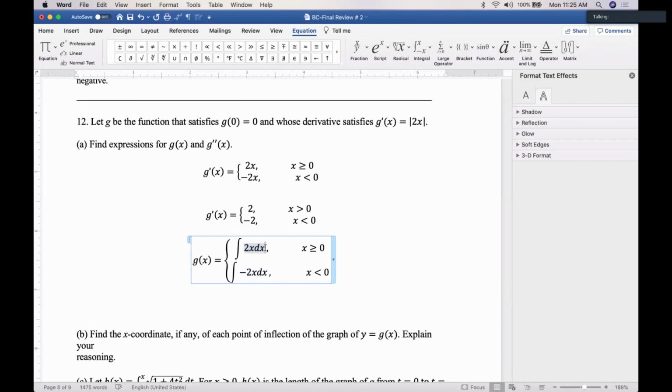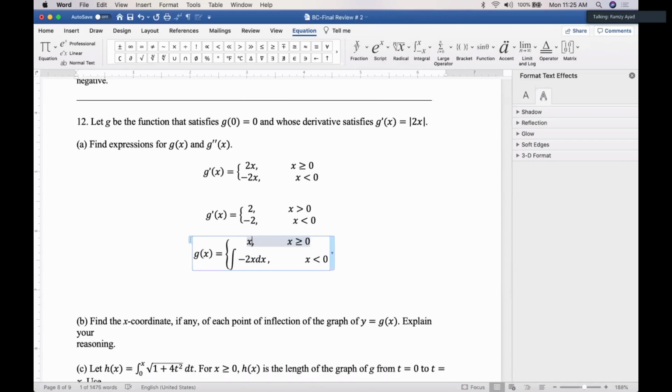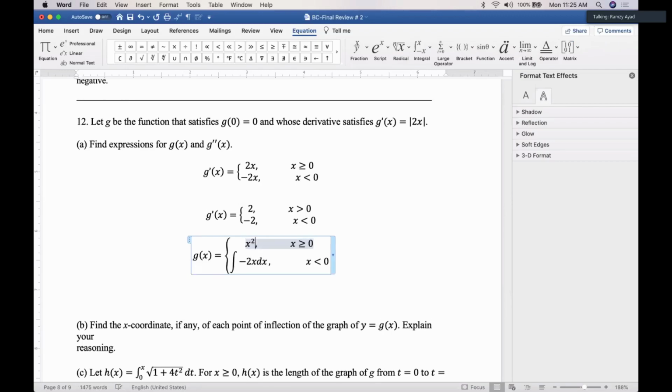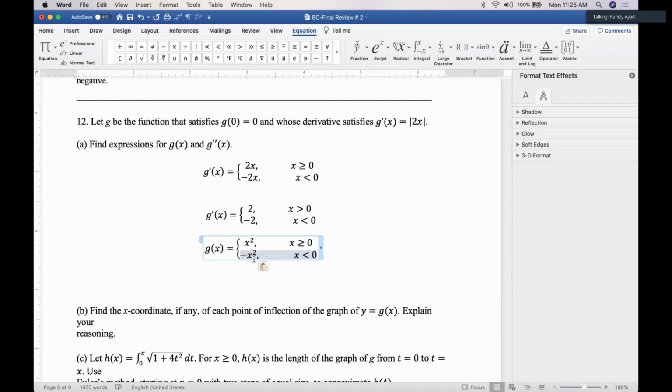x squared plus c. This is the kind that's plus c, by the way. So x squared plus c. And that one? Negative x squared plus c. Now, how do you get the c? Right here. It says g of 0 equals 0. So if you put a 0, you're supposed to get 0. That means the c is 0. And this one also, the c is 0. I forgot to erase the integral sign. So that's my answer now for the integral one.